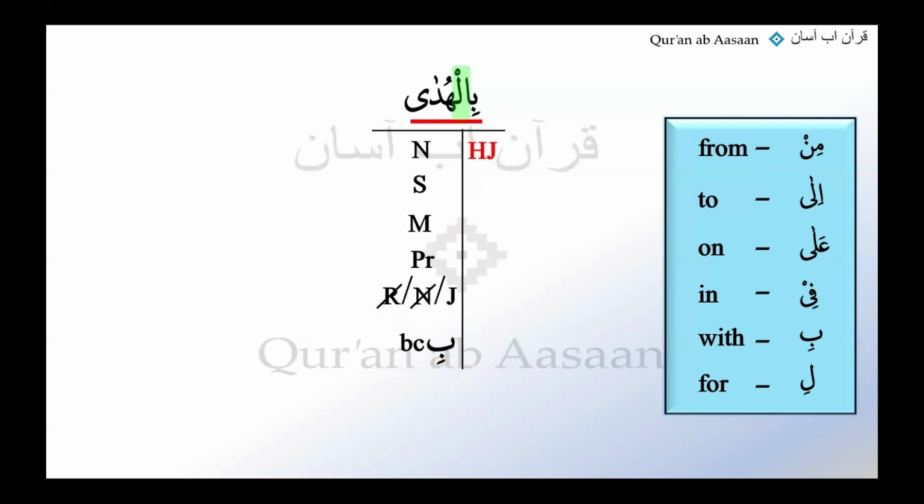Clear? And then the translation. We say the Arabic first. Bil Huda. B is with, al is the. And we know the meaning of Huda by now. With the guidance. Beautiful. Excellent.